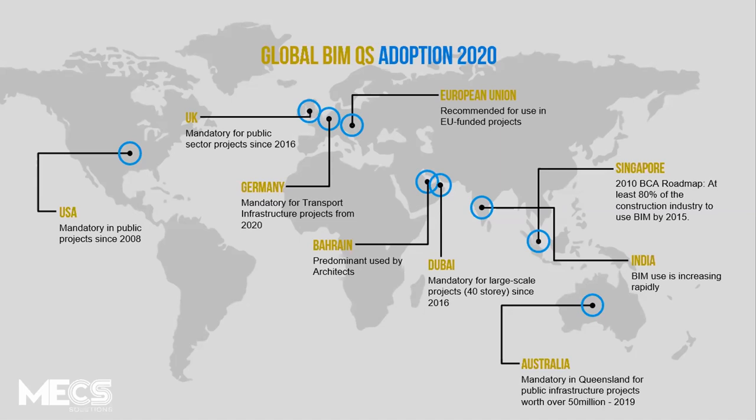Here in Bahrain, it's predominantly used by architects, but we're helping to change that on the ground. Dubai, of course, any 40-story building should be using a BIM-based software. India, it's rapidly being adopted. Singapore, since 2010, they've made a huge push to get their entire industry using BIM. EU, of course, any EU-funded projects must use BIM, and Australia, we're seeing another push there. So the world is moving towards BIM.